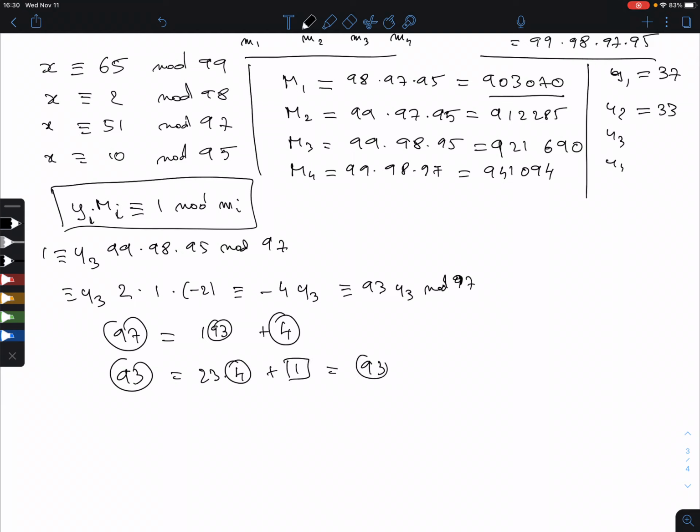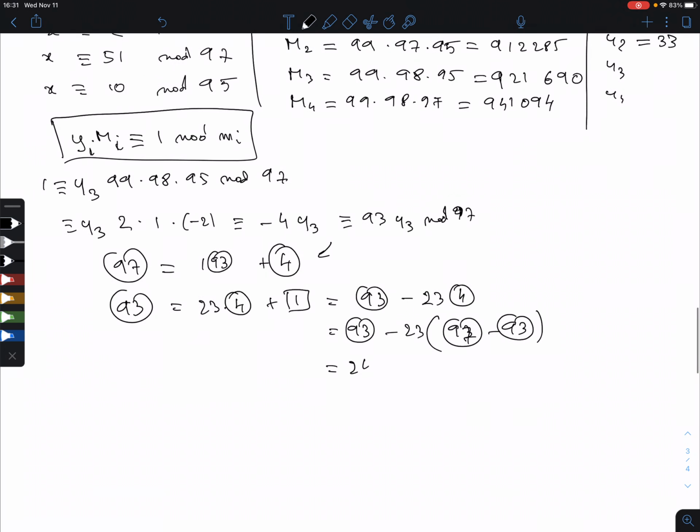So this is 93 minus 23 times 4, and then 4 is 97 minus 93. So we see that this is 24 times 93 minus 23 times 97. First, a quick check. Don't want to make any mistakes here. 24 times 93 is 2232, so this should be 2231. Yes, so we are good.